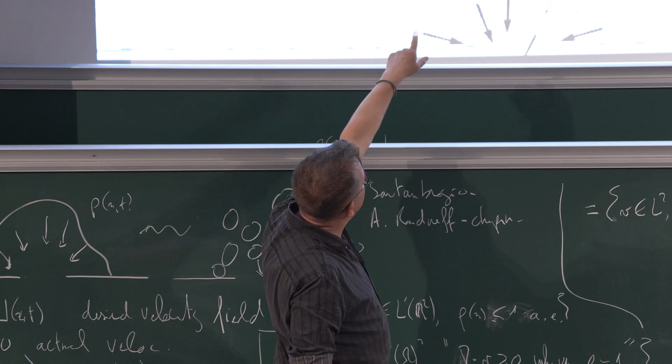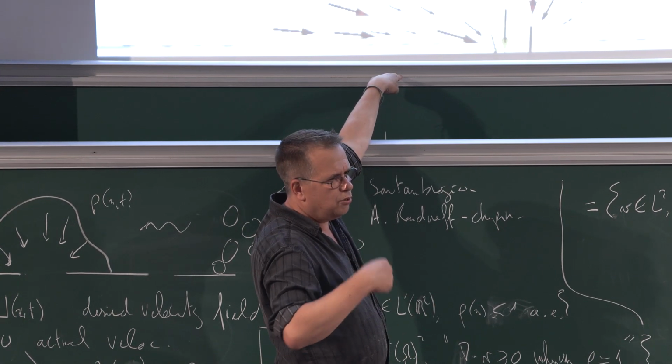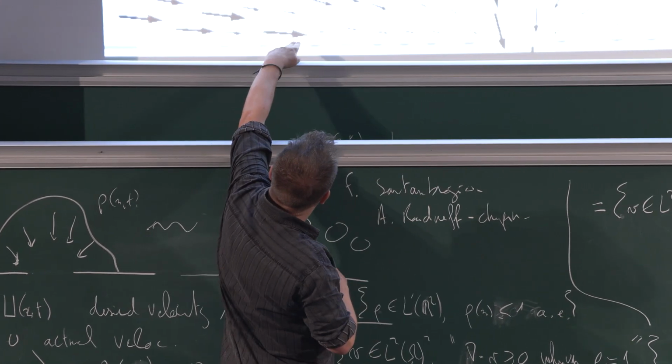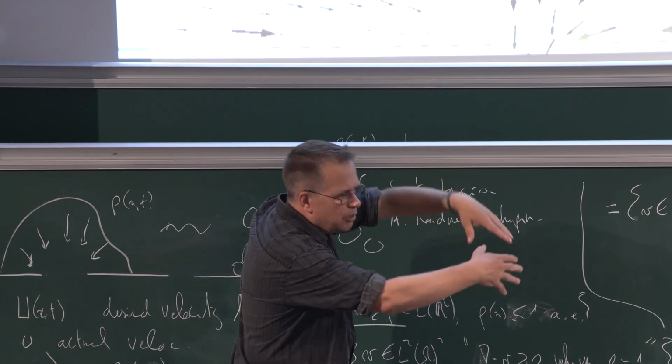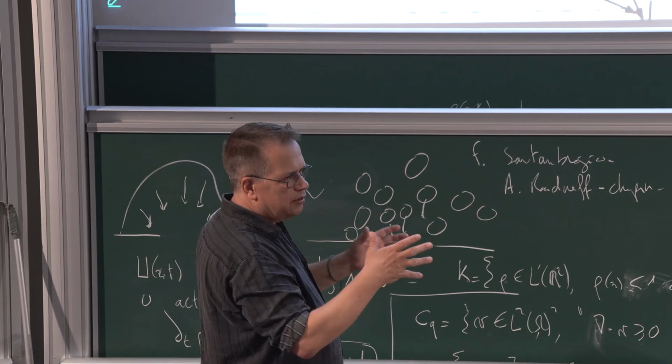Because what is represented here, the black, is the desired velocities, not the actual velocity. So it gives the idea of forces. And as soon as people advance, it gives me some space to advance. So it's some kind of civic or civilized behavior.